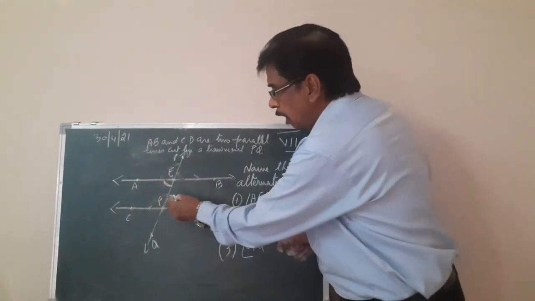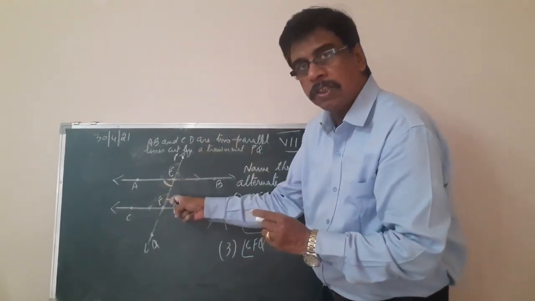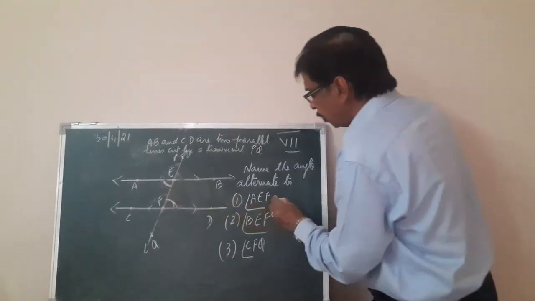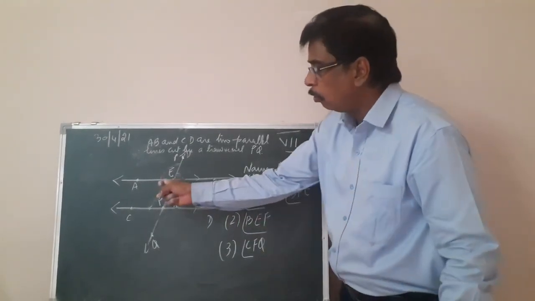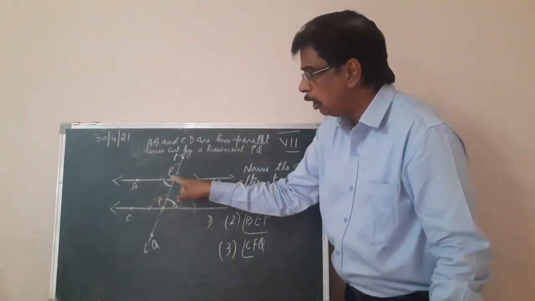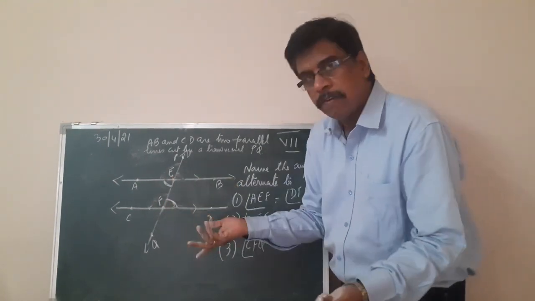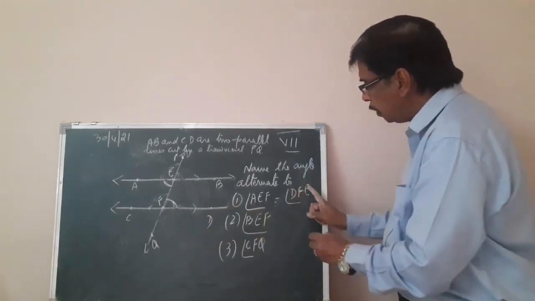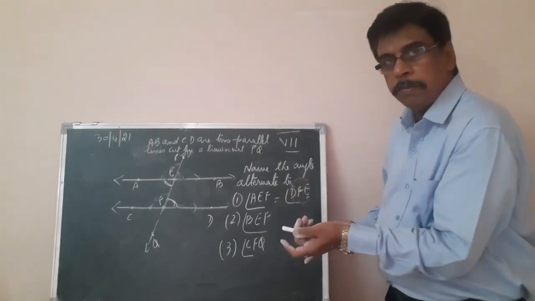So alternate to this angle, interior angle, is this interior angle. Name this angle, it becomes DFE. So we have found the alternate interior angle to angle AEF. So AEF is here. So alternate to AEF is DFE. We can also name it EFD. Anyway, it can be DFE or it can be EFD. E can come here, D can come here. No problem. Either way, it means the same thing.